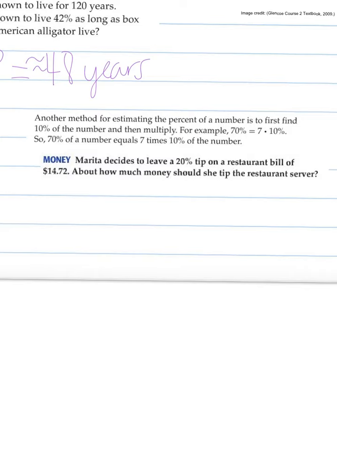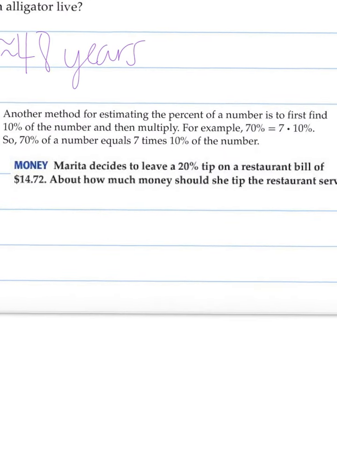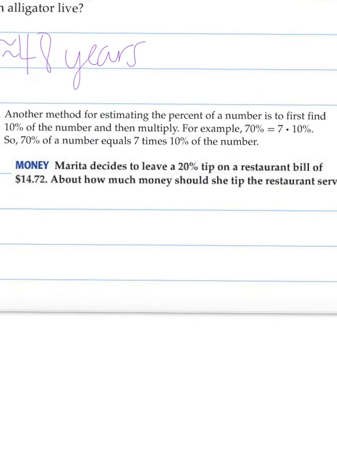All right, another method for estimating the percent of a number is to first find 10% of the number, which I was talking about in the last slide, and then to multiply. So for example, 70% would be 10% times 7. So 70% of a number equals 7 times 10% of that number.